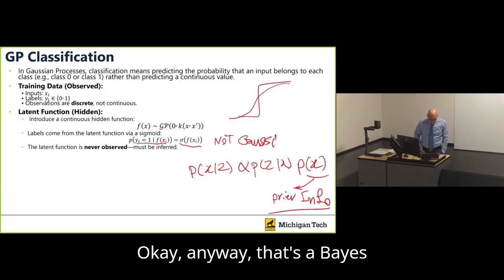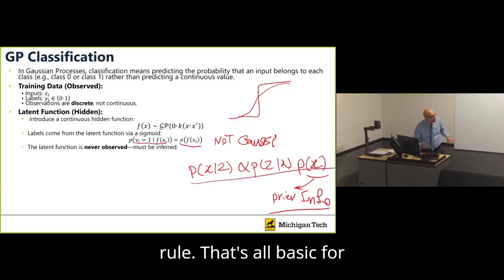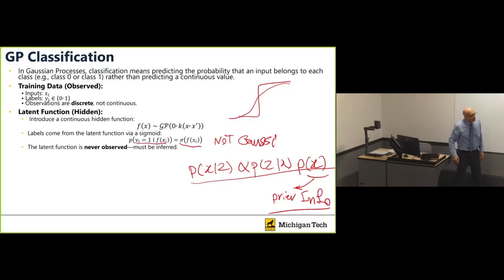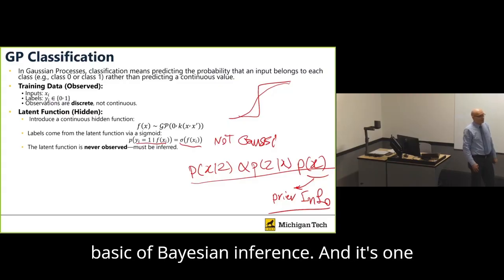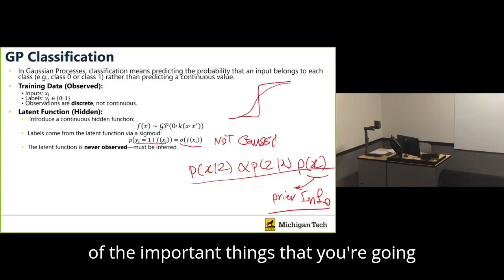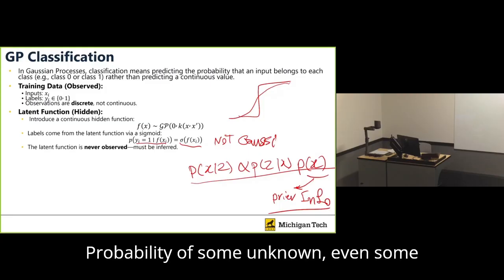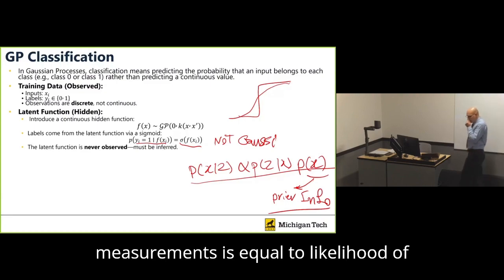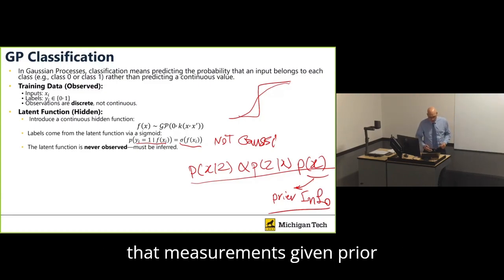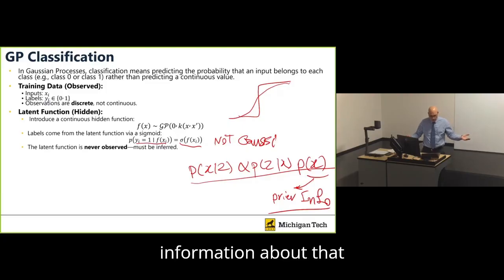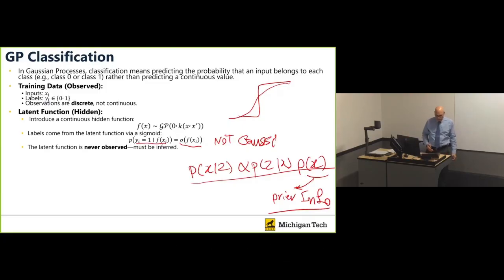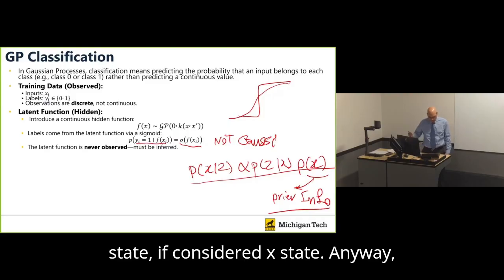Okay, anyway, that's Bayes' rule. That's all basic for Bayesian inference, and it's one of the important things that you're going to see in your life. Just this: the probability of some unknown given some measurements is equal to the likelihood of those measurements given the prior information about that state, if we consider x a state.